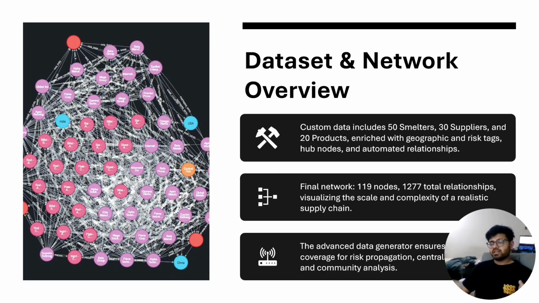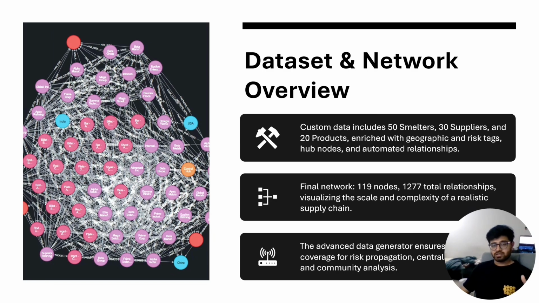Our data set contains mainly three types of primary entities. First is the smelters that I've been talking about since the first slide. Smelters are the ones that represent raw material processors like aluminium, copper plants, etc. Second is the suppliers that represent an intermediate step, companies that deliver or produce goods.